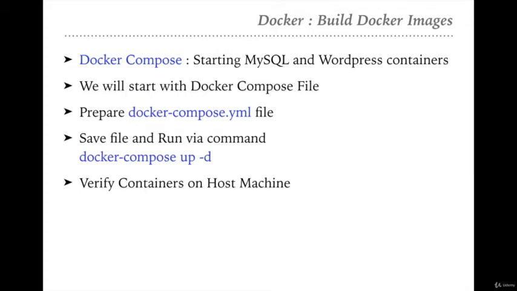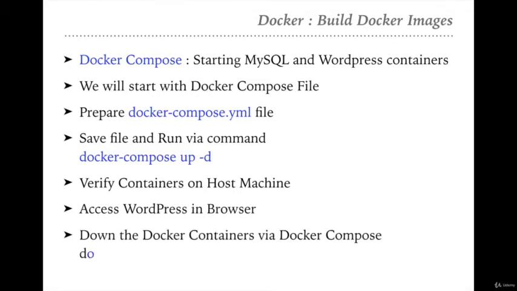Once the containers have started, we will verify the containers on the host machine. After this, we will try to access WordPress in a browser, and in the last step, we will bring the Docker containers down with Docker Compose, and the command would be docker compose down. So this is the exercise we are going to execute in this particular lecture. First, let's see how we can create the Docker Compose YAML file.